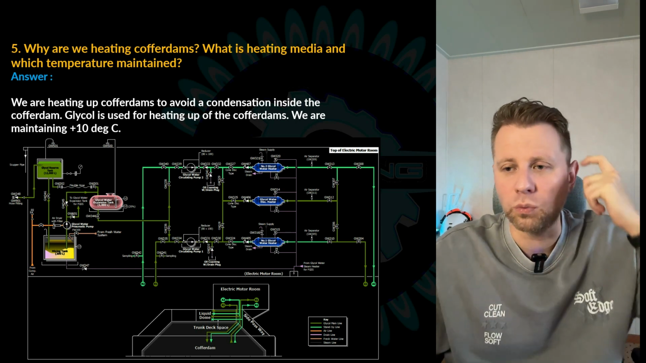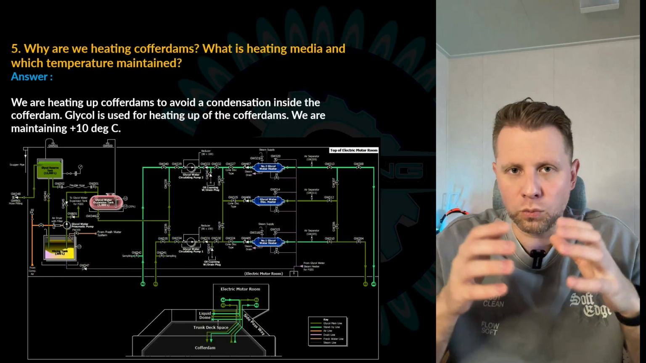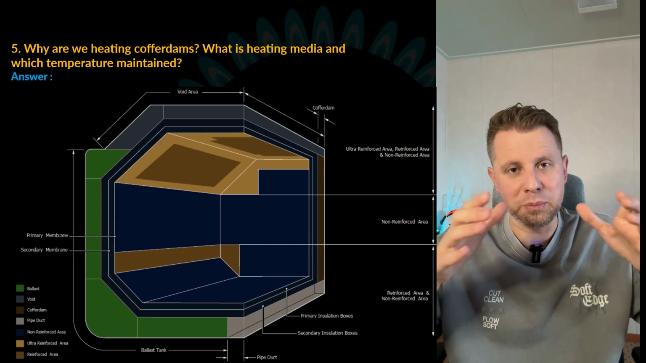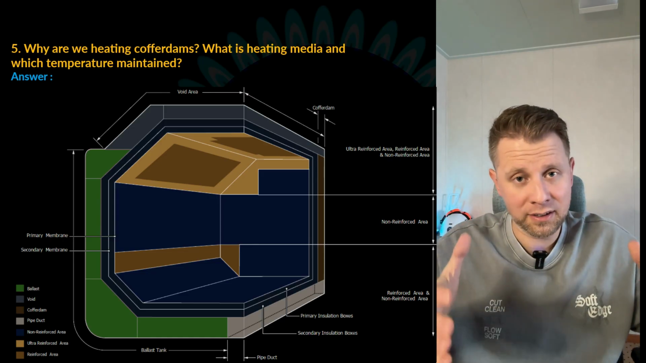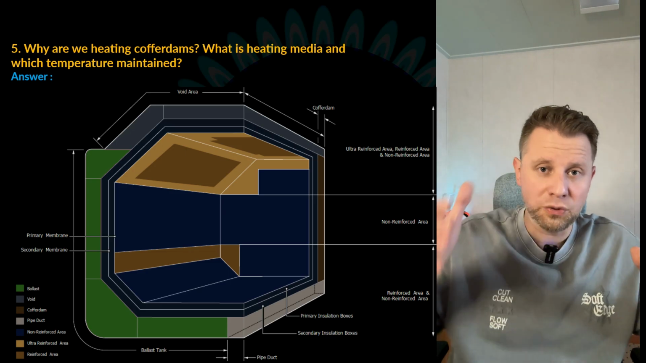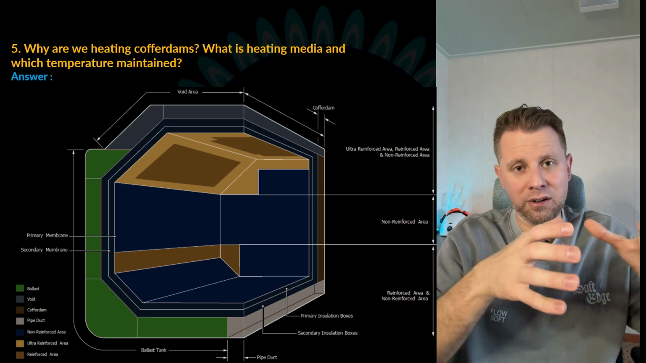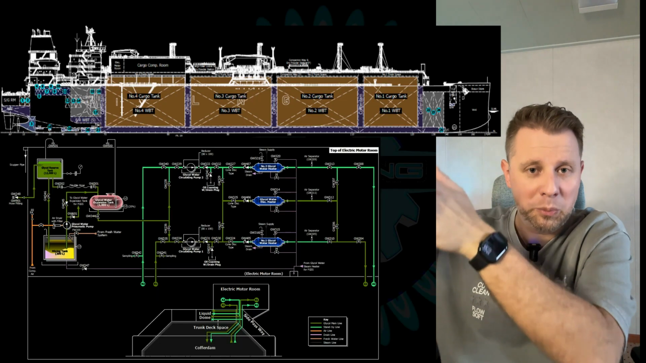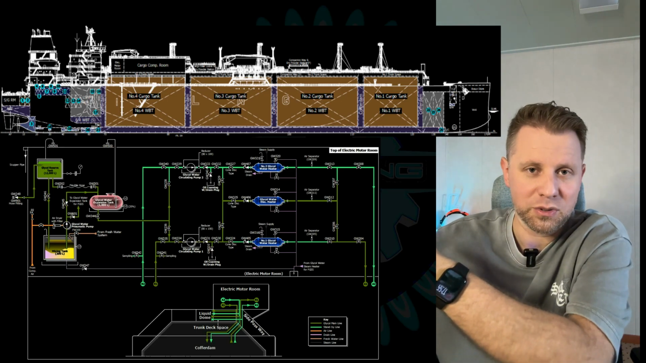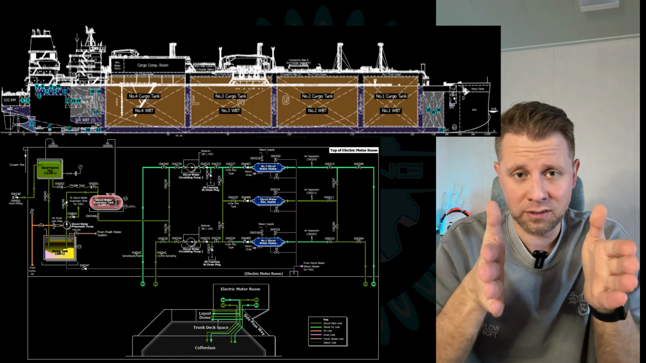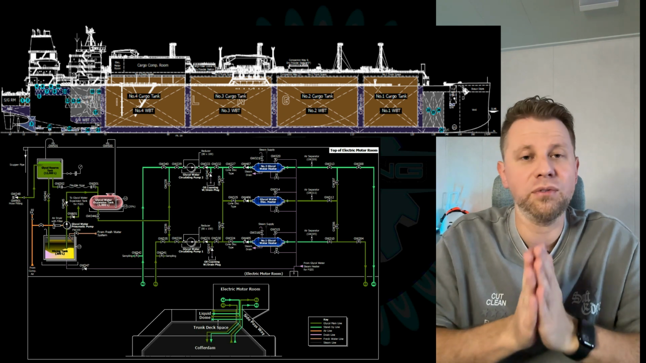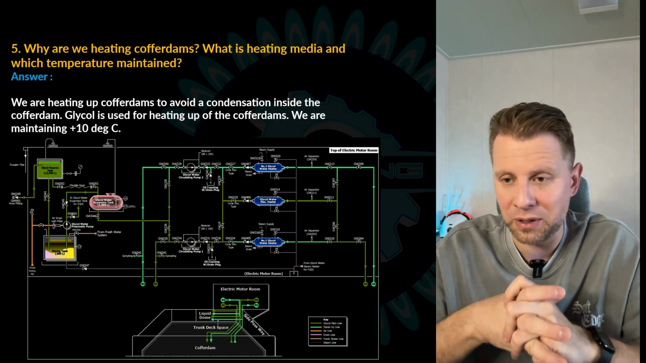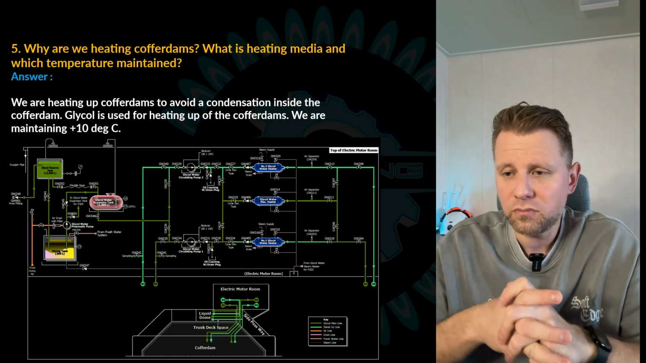Then, why are we heating cofferdams? What is the heating media? Which temperature do we maintain? What are cofferdams? Let's say you have your cargo tank, then it goes primary barrier, then secondary barrier, and then the cofferdam. So you have cargo tank, barriers, cofferdams, again barriers, cargo tank, barriers, cofferdams. In between two cargo tanks, between their barriers, there are cofferdams, and we have to warm them up. This question was asked of one gas engineer as well, recently in an interview.